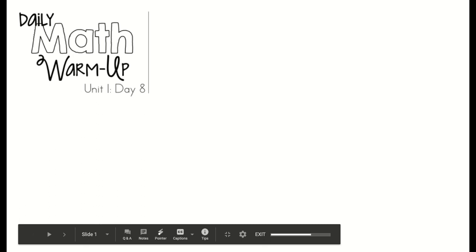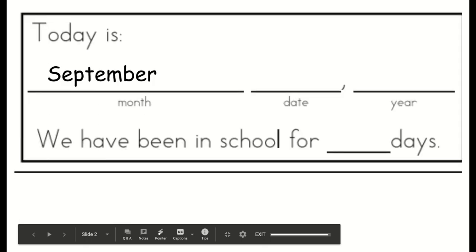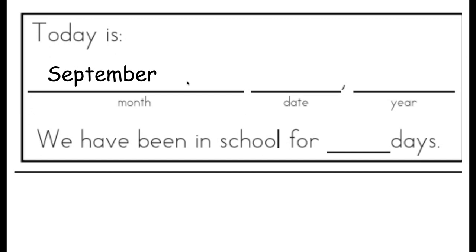Daily Math Warm-Up, Unit 1, Day 8. The date today is September the 2nd. So we start by spelling the month. Start with a capital S-E-P-T-E-M-B-E-R. September. The date, the 2nd.